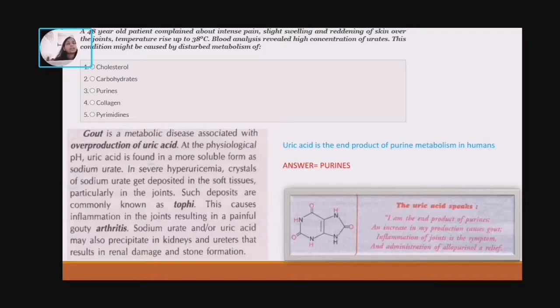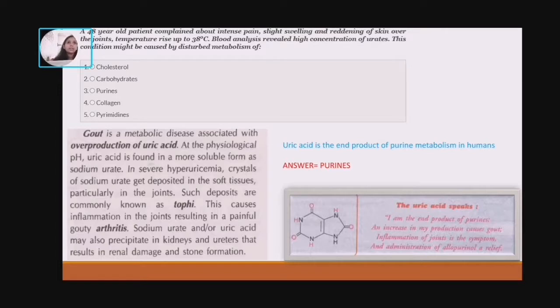When there is severe overproduction of uric acid, it will deposit in soft tissues, especially in joints. Then the joints will get inflamed and will cause painful gouty arthritis. So this is the pathology in gout.